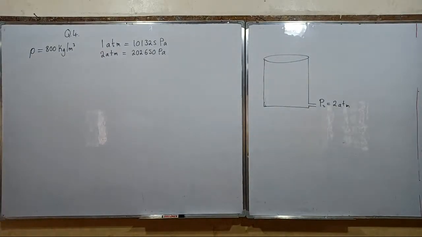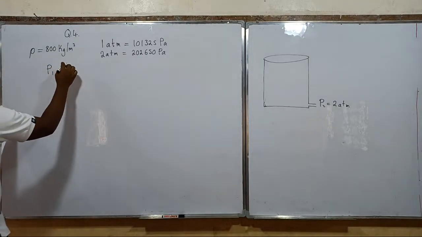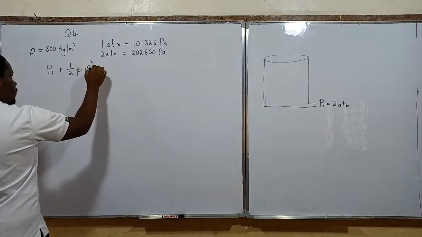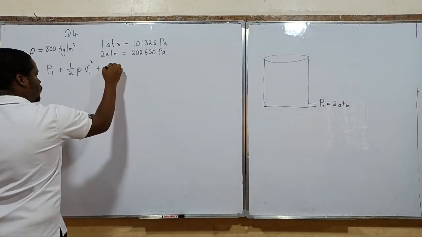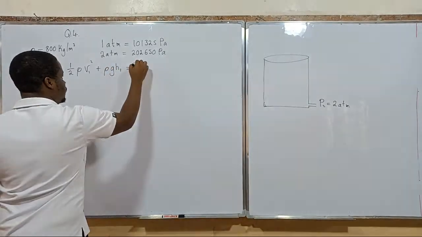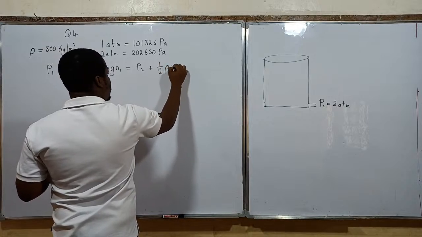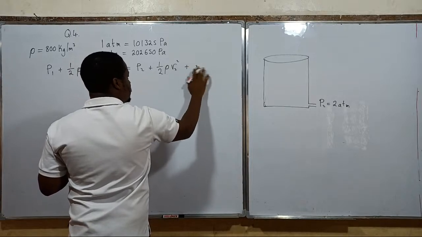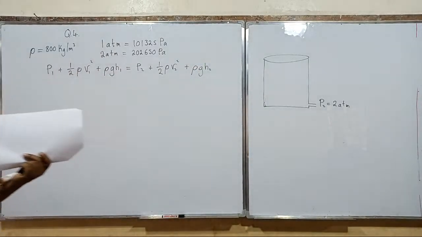Okay, let's first bring in the Bernoulli's equation. Bernoulli's equation is P1 plus half rho V1 squared plus rho GH1, this is equals to P2 plus half rho V2 squared plus rho GH2 is what we have. Okay.